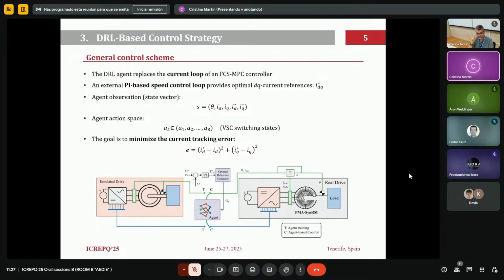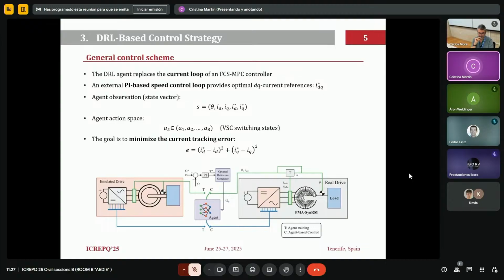The proposal control is schematically represented in the figure. Replace the current loop in a conventional FCS MPC with a DRL agent. So there is an external control loop that regulates the rotor speed and provides the optimal DQ current references.